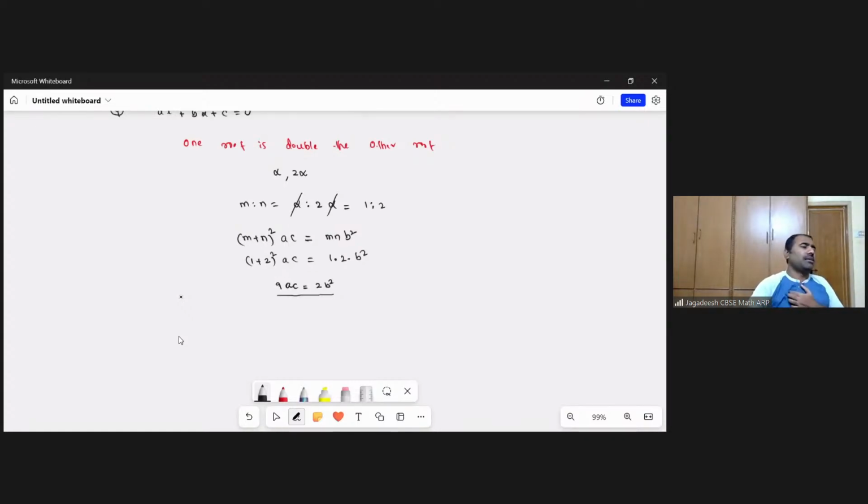Option is C, children. From the given options, C is correct. Okay, fine. Hope you understood. If you want, you can take the screenshot.